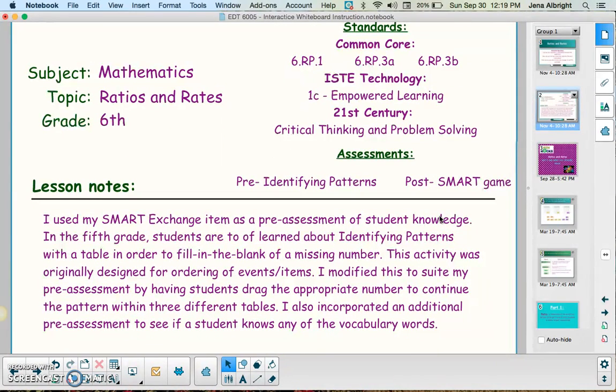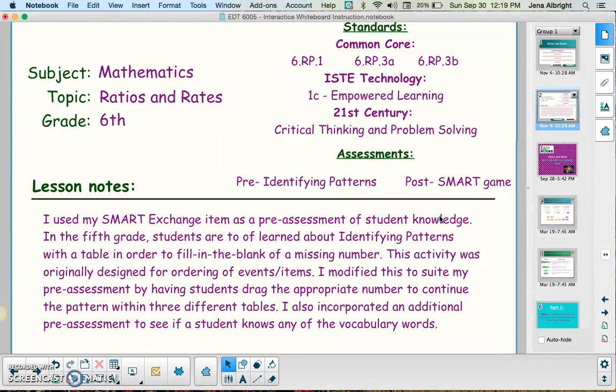Taking a look at the pre-assessments, for a pre-assessment I chose an option from the Smart Gallery Essential, which has students identify patterns within tables, and I also included a pre-assessment that relates to almost an introduction to what it is that we're going to be learning through our instruction on ratios and rates, and it is with definitions.